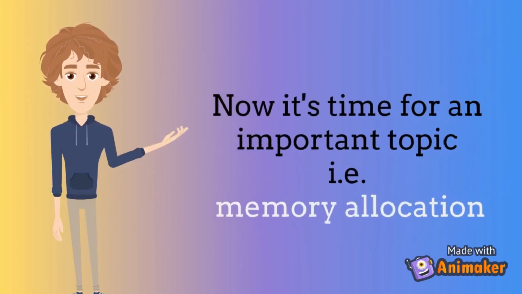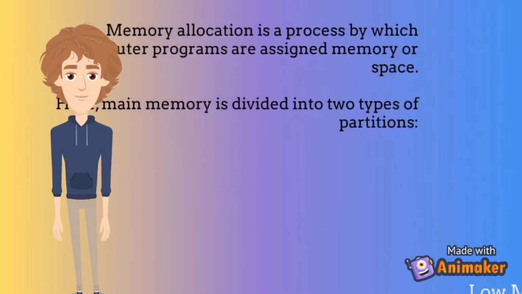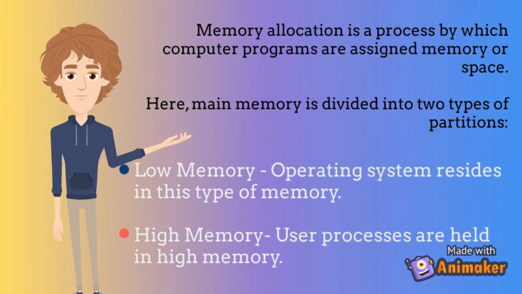Now comes memory allocation. Memory allocation is a process by which computer programs are assigned memory or space. Here main memory is divided into two partitions: low memory, where the operating system resides, and high memory, where user processes or third party application software are held.